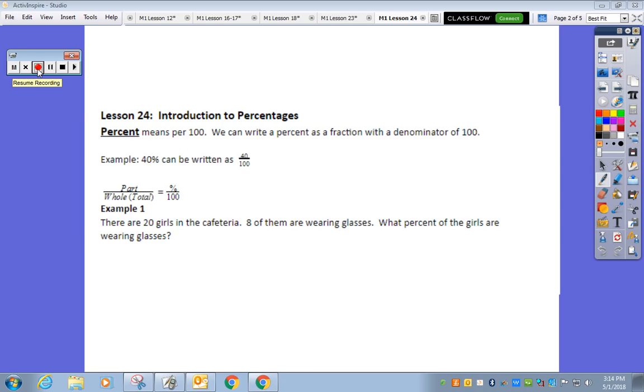In Lesson 24, we are going to be introduced to the concept of percentages. A percent means per 100. We can write a percent as a fraction with a denominator of 100. For example, 40% means 40 per 100 and can be written as 40 over 100. Today we're going to be solving some percentage problems in which we're going to use equal fractions.